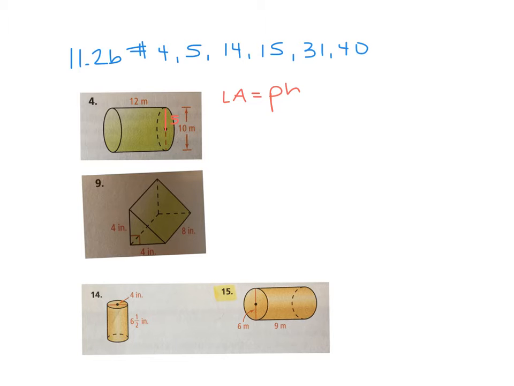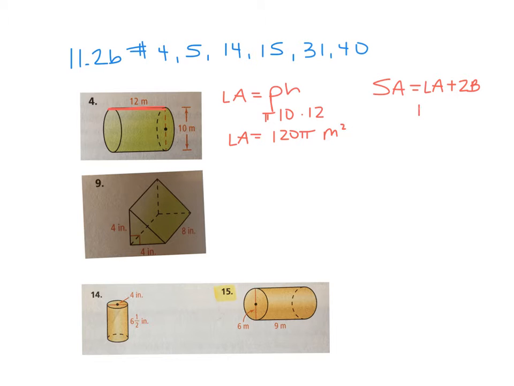Okay, so you don't need this. So you are doing the perimeter of the base would be pi d. So pi times 10. And then the height of the figure is the distance between the two bases. So your lateral area would be 120 pi square meters. And then your surface area is your lateral area plus 2 times the area of the base.